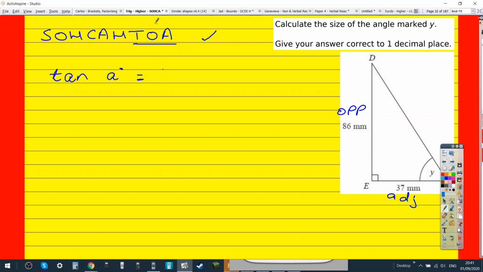So you have TOA. So this one is tangent. What is the O? What is the A? Opposite. Oh, okay. So it would be 86 over 37. Yes. And so that's why it's good to write the formula out. So tan x is 86 over 37. Because with tangent, the top number can be bigger. With the other two, it can't.